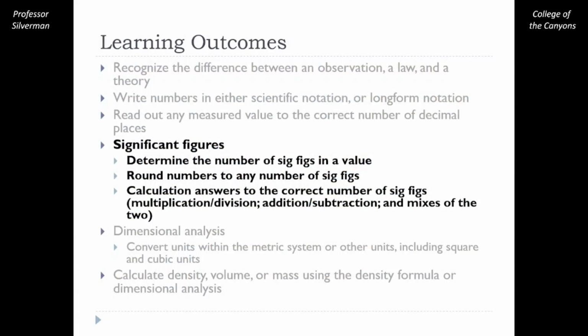Welcome in. Here is our learning outcome for this video. We want to learn about significant figures, determine how many sig figs are in a certain value, round numbers to the correct number of sig figs, and figure out how many sig figs to keep when doing calculations.